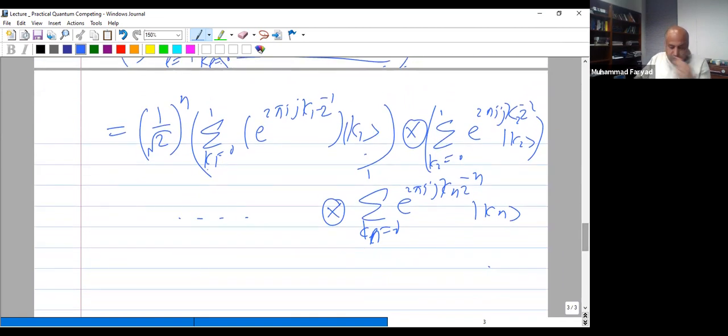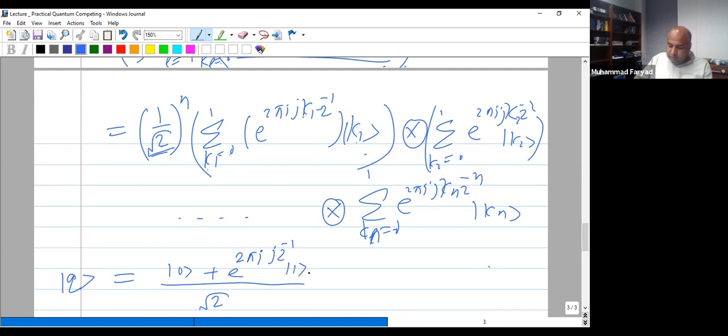Okay, so let's now expand each of these sums. So this is 1 over square root of 2, to the power n, and let me take this 1 over square root of 2 with each of these terms because I have n terms. So this square root of 2 comes with this thing, and this sum from k1 equal to 0 or 1. When k1 is 0, exponential 0 is 1. So I have 0 plus, when k1 is 1, exponential 2 pi i j 2^(-1), 1.